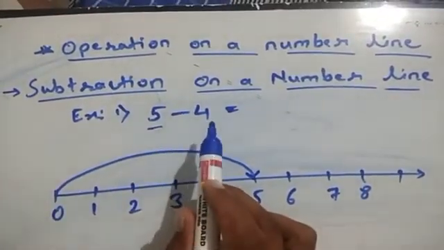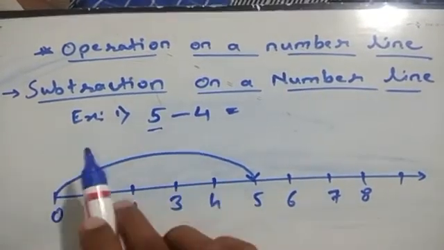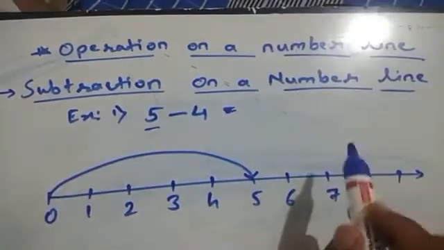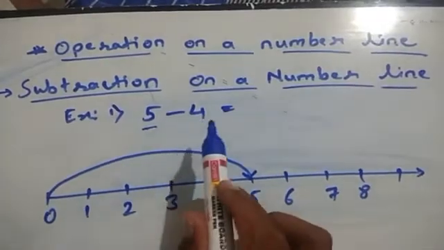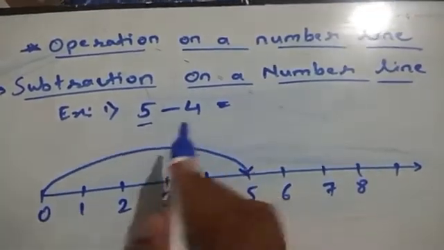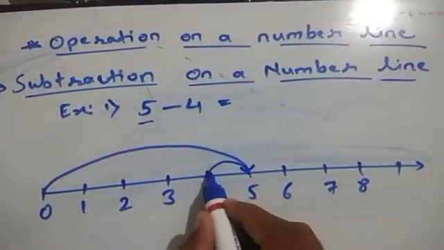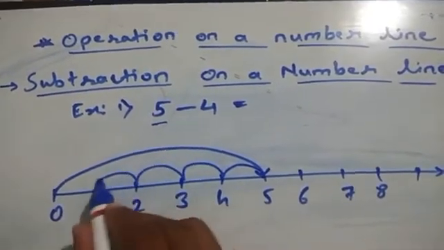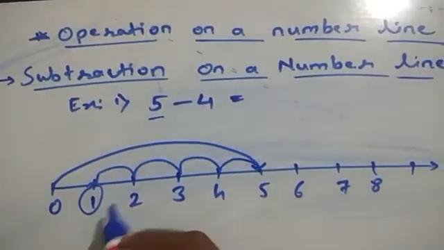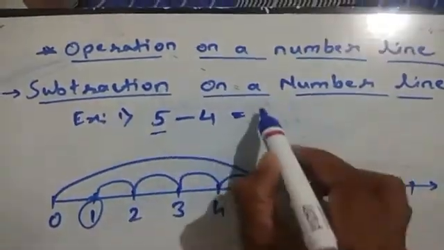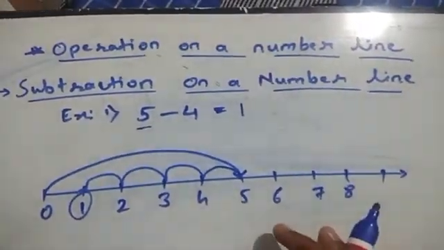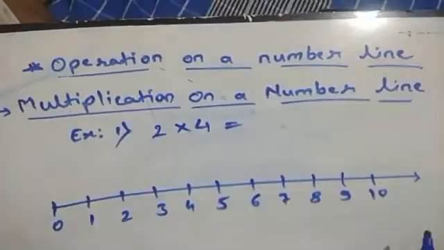So make 4 jumps towards the left hand side as we are subtracting. In addition we have to go ahead again and again, but in subtraction we have to come back. So how many steps do we have to come back? 4 steps, from how many steps? 5 steps. 1, 2, 3, 4. Where do we reach? At 1. And we know that 5 minus 4 is what? 1. So in this way we can subtract numbers on a number line.